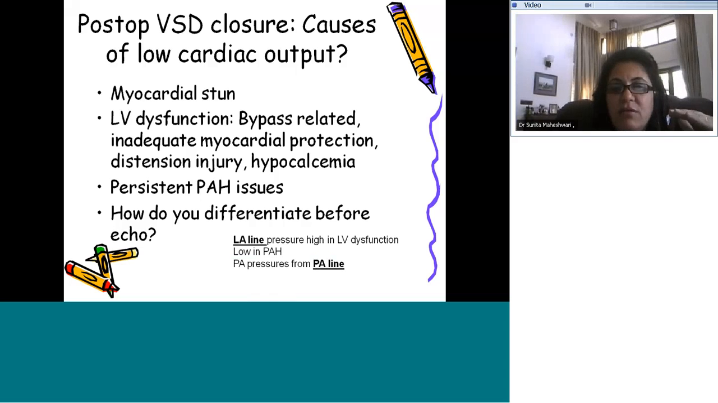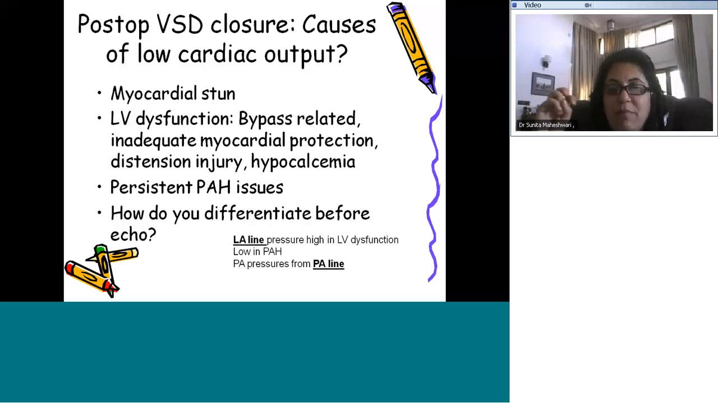And certainly then, if you have a PA line, which hopefully your surgeon will do, you can look at the PA pressure. If the PA pressure is high, then that is a pulmonary hypertensive issue. PA pressure may be elevated with LV dysfunction, but generally doesn't go up as much as it goes up in pulmonary hypertensive crisis. And then of course you can do your echo and look for PAH on your TR gradient versus LV dysfunction.